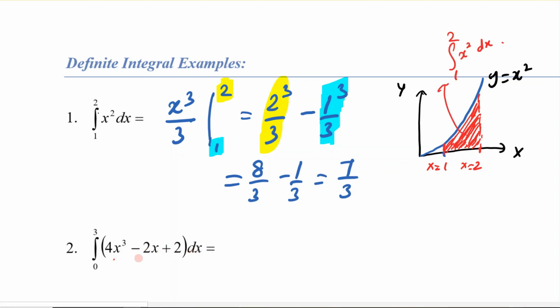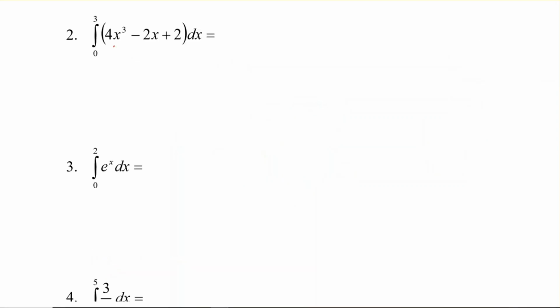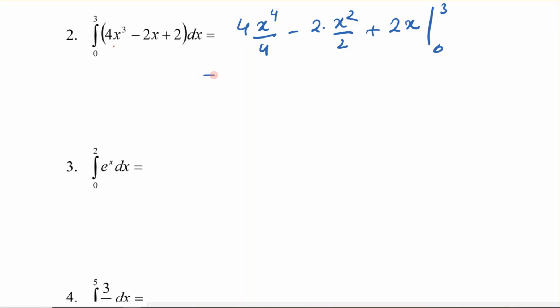We need to figure out this integral from 0 to 3. Again, the integral of 4x cubed is 4 x to the power 4 over 4, minus 2 times the integral of x, which is x squared over 2, plus 2 times the integral of 2, which is 2x. And we're going to have limits from 0 to 3. First we're going to simplify it further. So the 4 and 4 cancel, and we get x to the 4 minus x squared plus 2x, with limits of integration from 0 to 3.